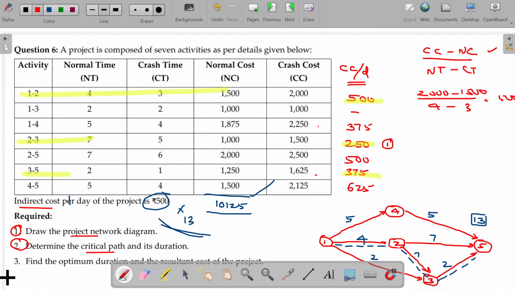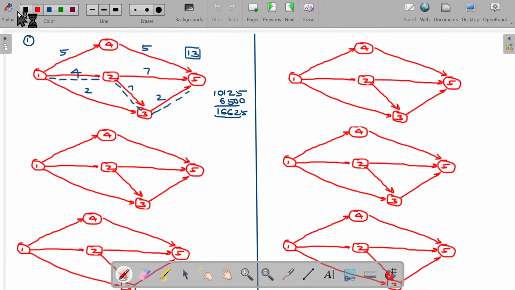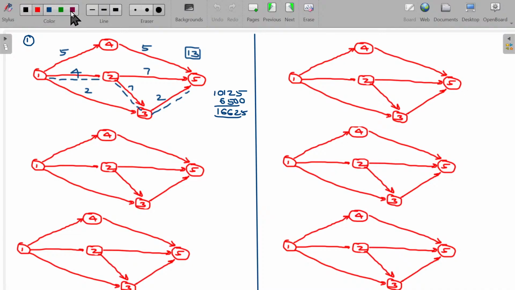For the activity 2 to 3, if I reduce 1 day, I need to spend 250 rupees extra. Apart from that, I can reduce 1 day's indirect cost by 500. Ultimately, there will be savings of 250 rupees, yet the project gets completed by the 12th day itself. See here, so 2 to 3 is going to be reduced. 2 to 3 is now 6 days only. I am replacing this 7 with 6. Rest of the other days are the same.